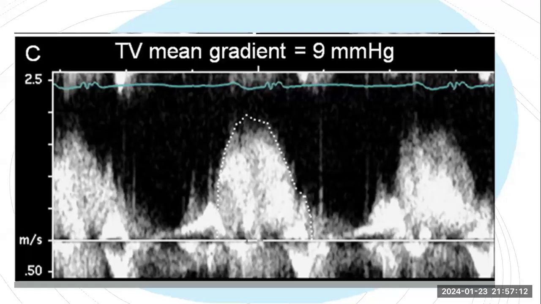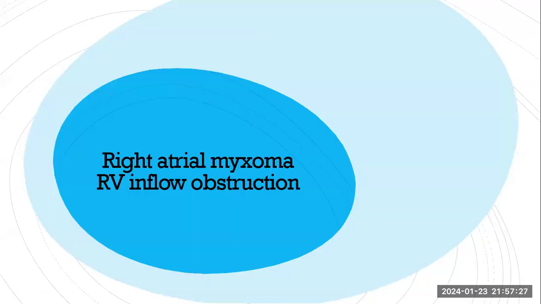Asymmetrical thickening. So this myxoma causes some functional obstruction of the tricuspid valve. As you can see here, a gradient of more than 5 is suggestive of significant obstruction of the RV inflow. Good. So this is a case of right atrial myxoma with RV inflow obstruction.